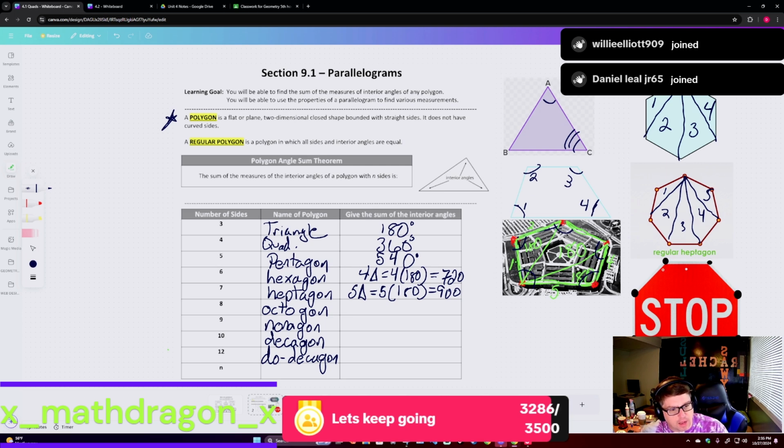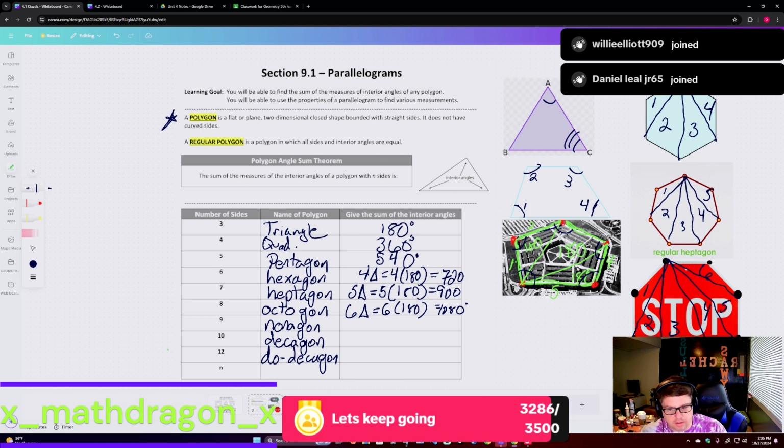And then an octagon, the most famous one is your stop sign. There's 1, 2, 3, 4, 5, 6. So my 8-sided figure turns into 6 triangles. And then 6 times 180 is 0. 8 times 6 is 48. 1080.